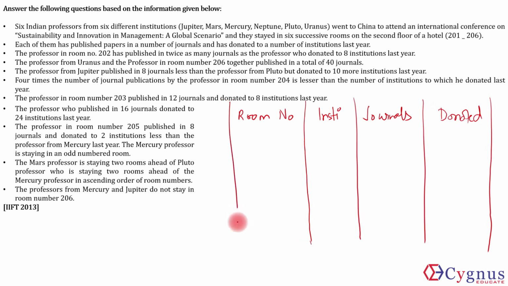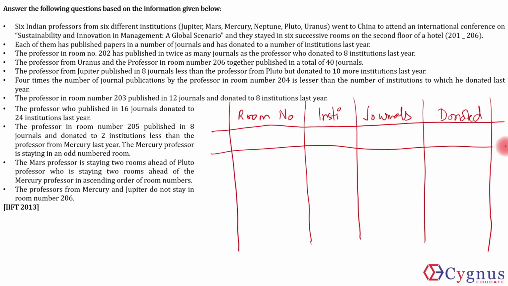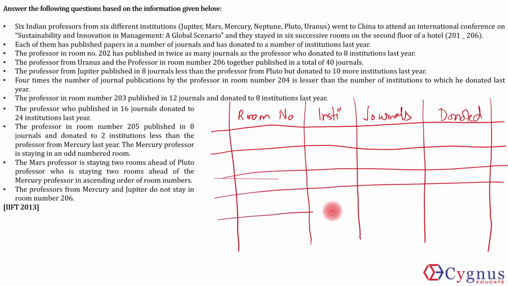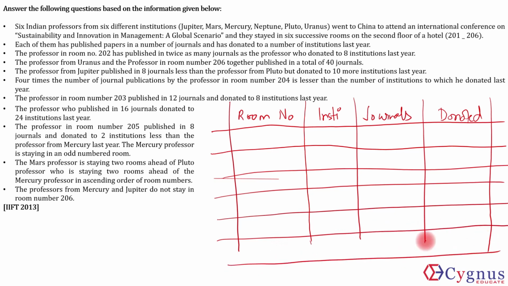There are total 6 professors who are staying in room number 201 to 206. 1, 2, 3, 4, 5 and 6. Let's say these are the 6 professors. Room numbers are 201, 202, 203, 204, 205 and 206.